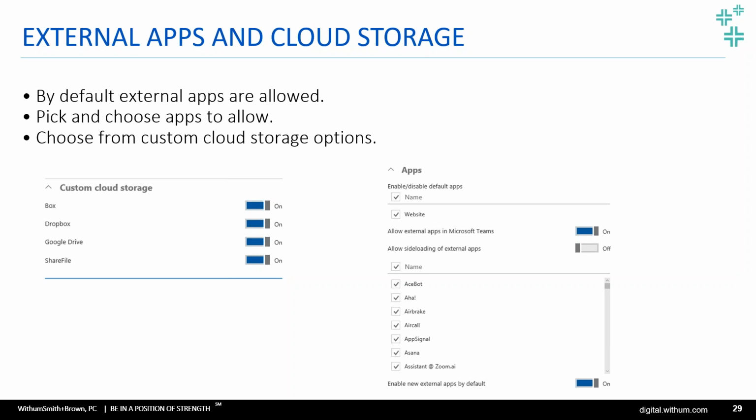And also, besides storing your files in SharePoint, you can choose other cloud storage: Box, Dropbox, Google Drive, ShareFile. If your organization does not have those tools and you really don't want there to be any other storage, I would turn those all off, especially if you're just a one Office 365 shop using SharePoint and OneDrive for your file storage. I would turn all of those custom cloud storage settings off.